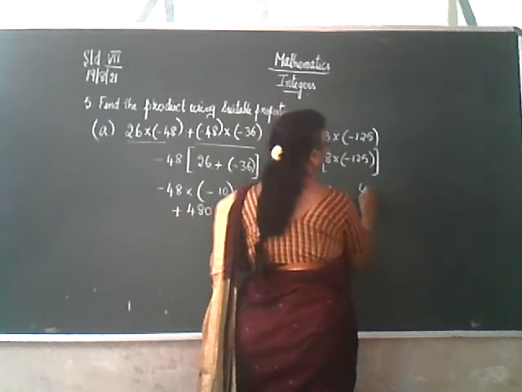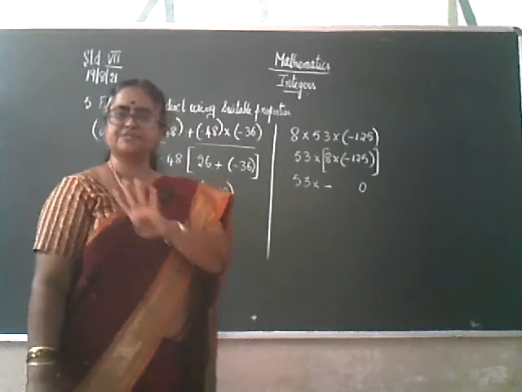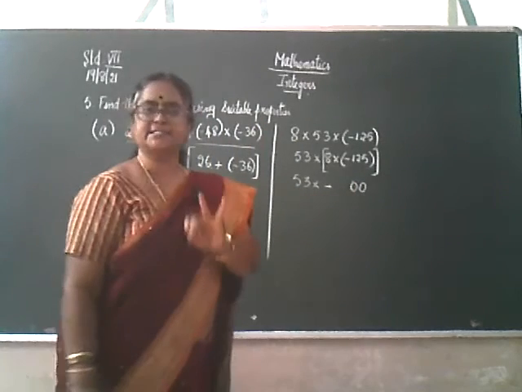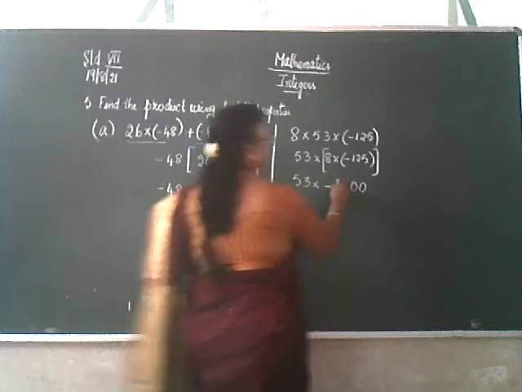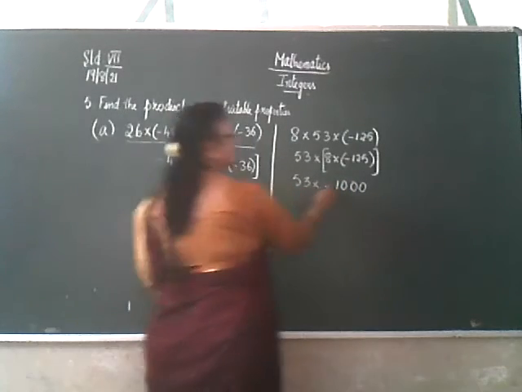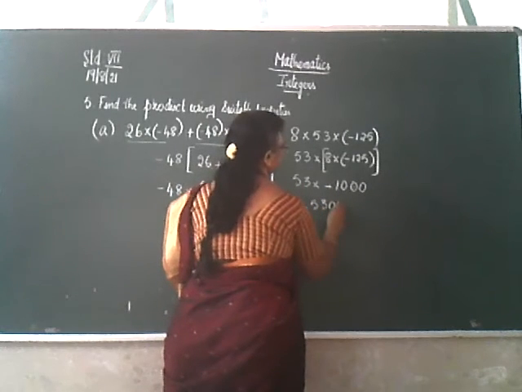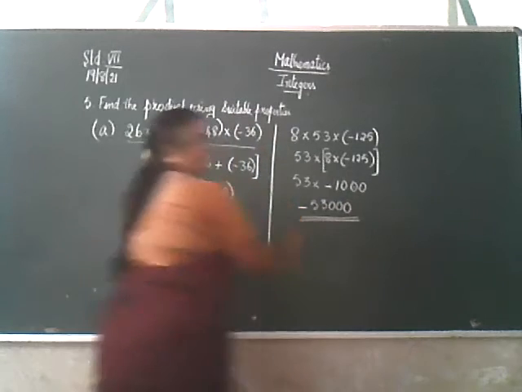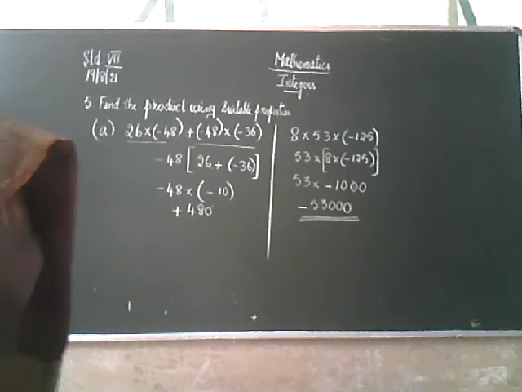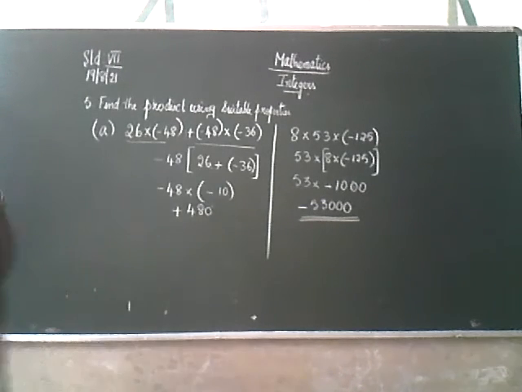Okay. So 53 into minus 125 8s are 1000. 8 5s are 40, 4 carry. 8 2s are 16, 16 plus 4 is 20, 2 carry. 8 1s are 8, 8 plus 2 is 10. So multiply now. Plus into minus is minus. 53 into 1000 is minus 53,000. So the next question is 15 into minus 25.